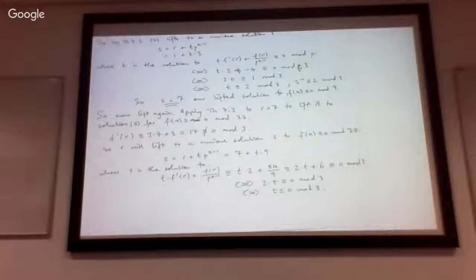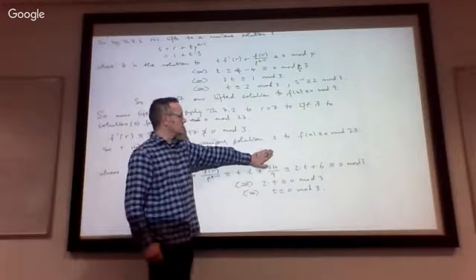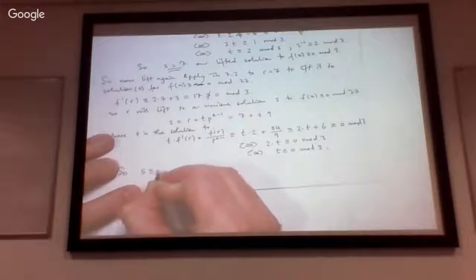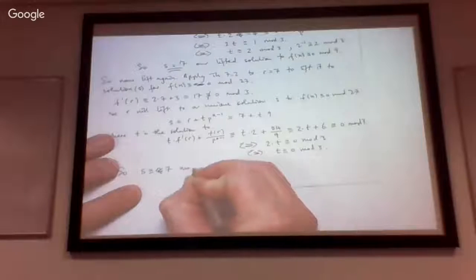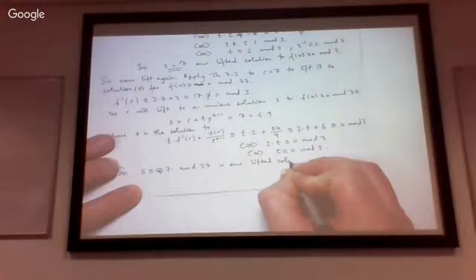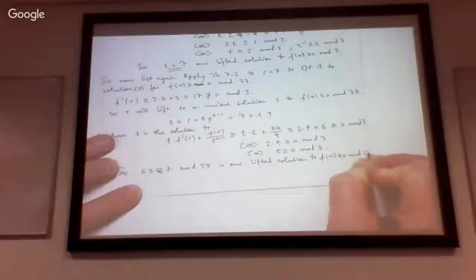So our parameter t, or this value t in the solution S that we want, is actually 0 this time. So that means we don't get that bit. So we've still got this solution 7. It just happens to be the same integer, which is the standard representative. But it's a different thing. It's now representing a congruence class modulo 27. So S congruent to 7 modulo 27 is our lifted solution to f of x congruent to 0 mod 27.